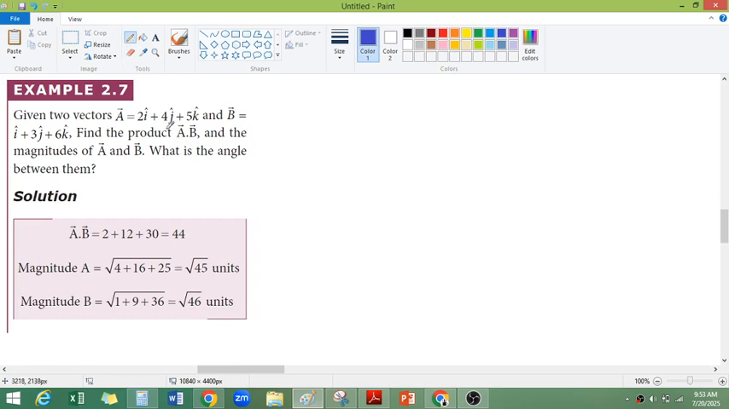Given two vectors a and b, find the product a dot b and the magnitudes of a and b. What is the angle between them? So the product a dot b is equal to 2i plus 4j plus 5k dot i plus 3j plus 6k.